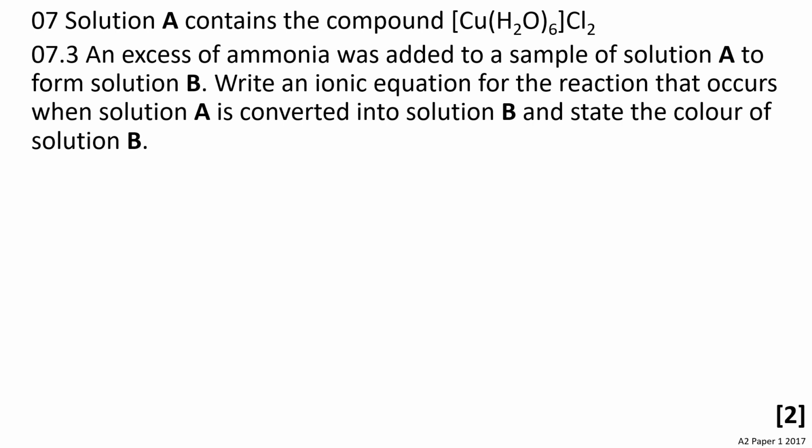Here's the next part of the question. An excess of ammonia was added to a sample of solution A to form solution B. Write an ionic equation for the reaction that occurs when solution A is converted into solution B and state the colour of solution B. There's no easy way to say this.